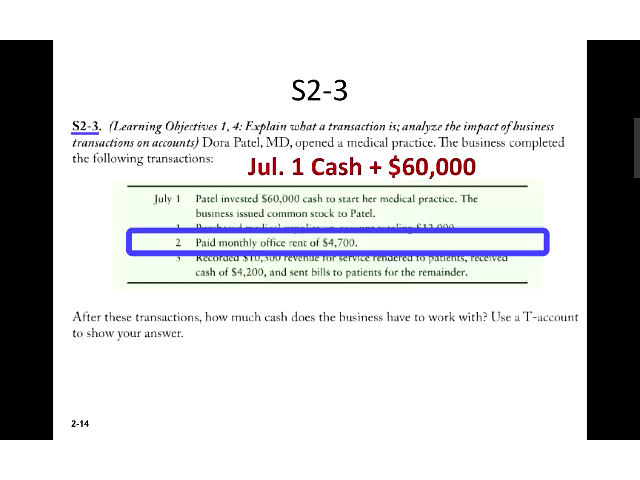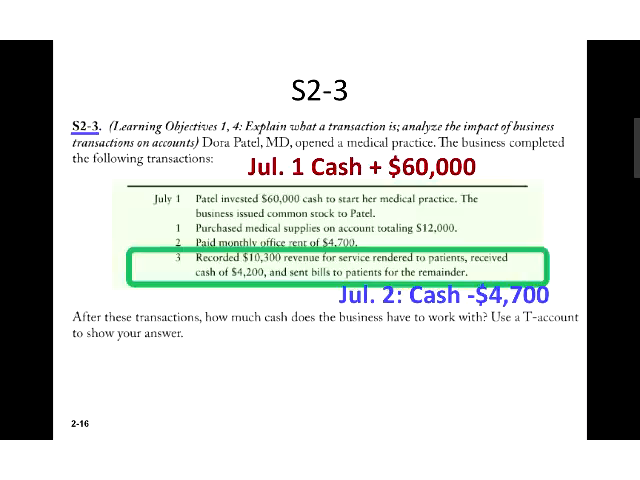We paid monthly office rent, so did it increase or decrease cash? Decrease cash, excellent, yes. So this one would decrease cash, I just put a minus sign in front. So we decreased cash by $4,700 when we paid the office rent. And then we have one more transaction here, July 3rd.